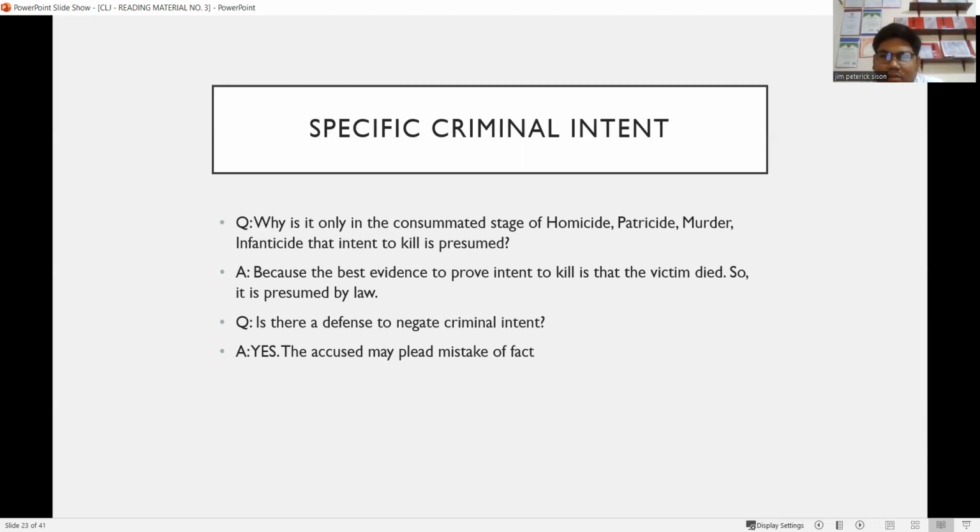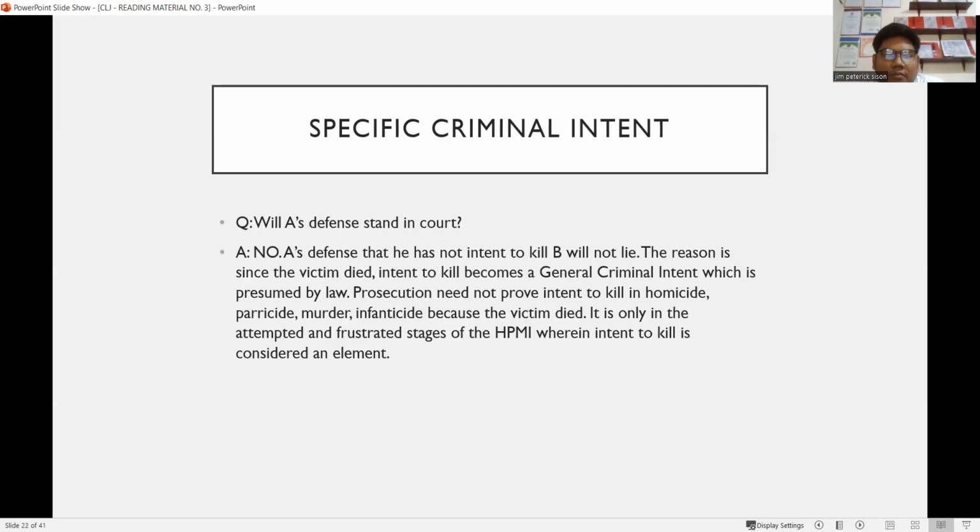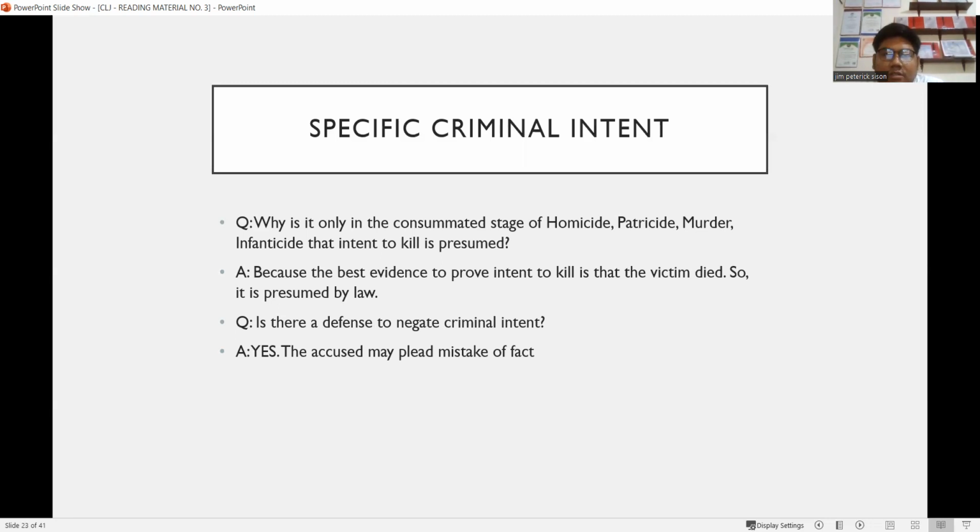If he had no intent to commit the crime, of course, the accused may plead mistake of fact. Mistake of fact means there's a misapprehension of facts. Let's just say the accused thought that the victim had intent to kill him. Let's just say, for example, someone was entering his house, a person kept opening the door of the house, and he thought that person was a friend.